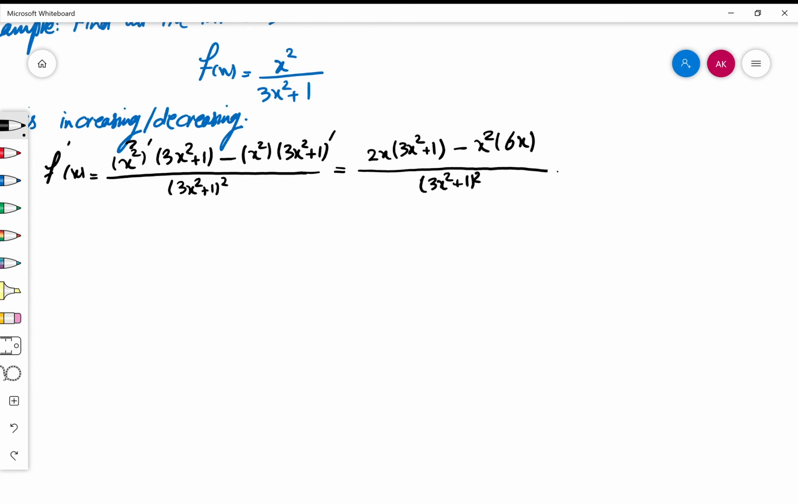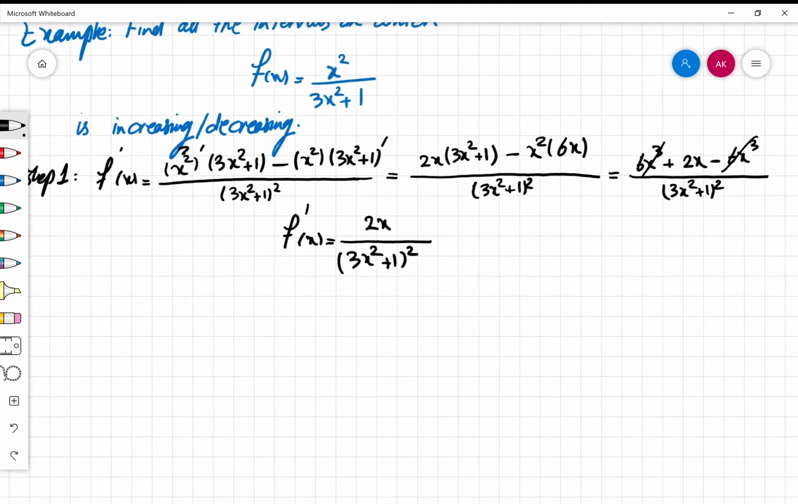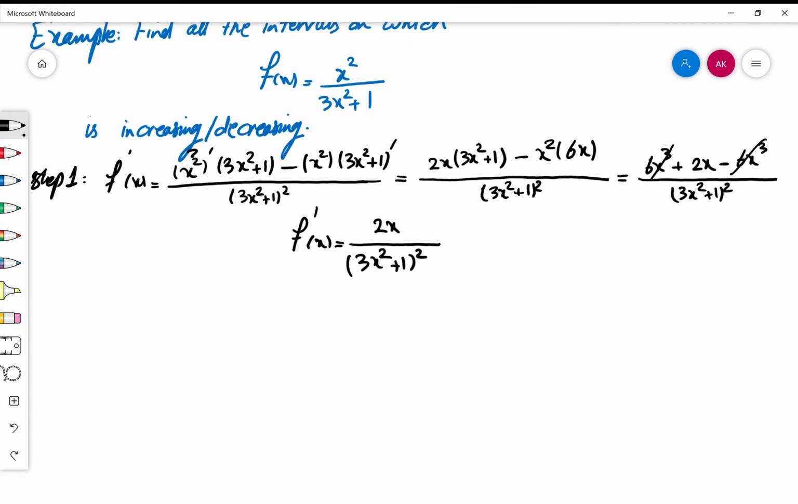Well, this gives me 6x cubed plus 2x minus 6x cubed over 3x squared plus 1 squared. Very nice. And then you see this cancels with that. Basically what we found is f prime of x is equal to 2x over 3x squared plus 1 squared. That was step 1, but why did we find f prime? Because we want to know where it is increasing, where it is decreasing.